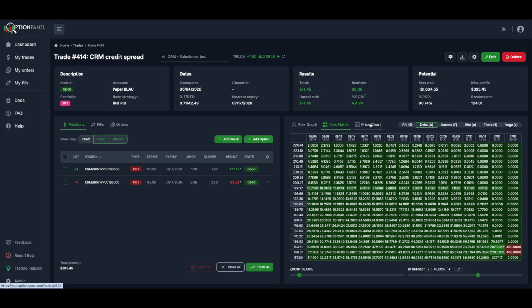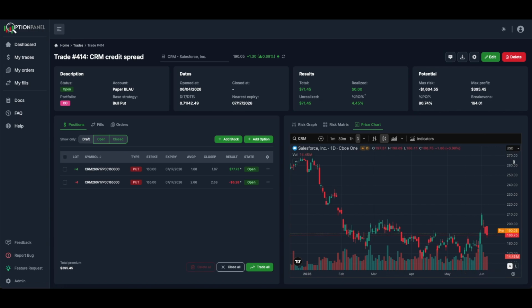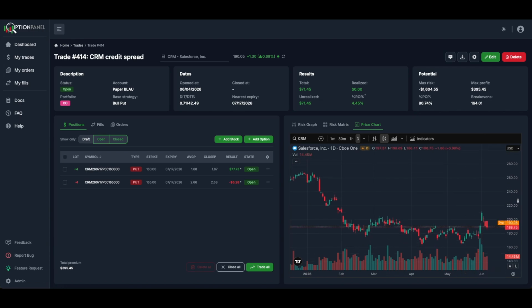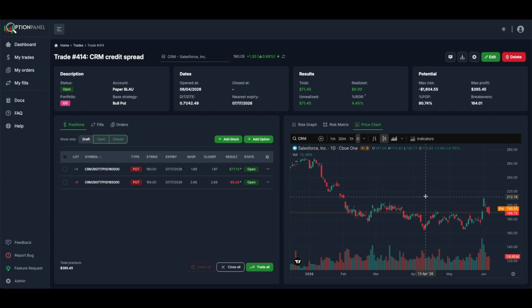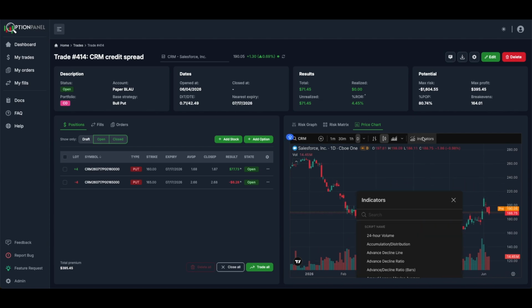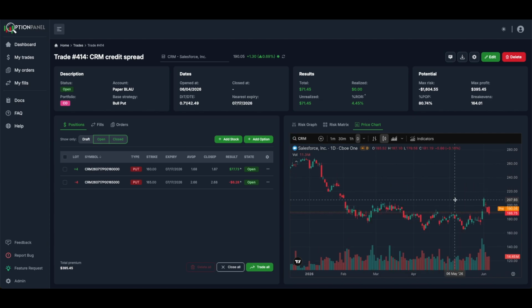Finally, clicking on Price Chart switches the right panel to display the price history of the underlying asset. This is a full-featured candlestick chart where you can add technical indicators and perform chart analysis directly within Option Panel without needing to switch to an external platform. It is a convenient way to combine your trade analysis with a technical study of the underlying all in one place.